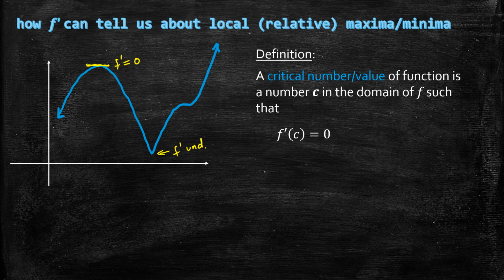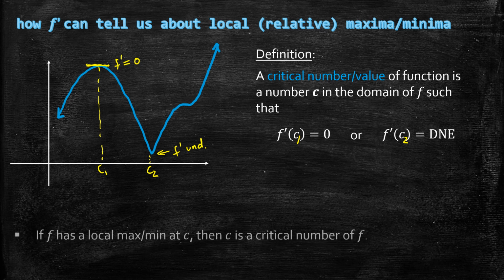If we call this c1, then we know that f prime of c1 equals 0, or f prime of c is undefined. So let's call this c2. Clearly, f prime of c2 does not exist, it is undefined. And these critical numbers clearly give us candidates for possible local max and min. In fact, this is true.